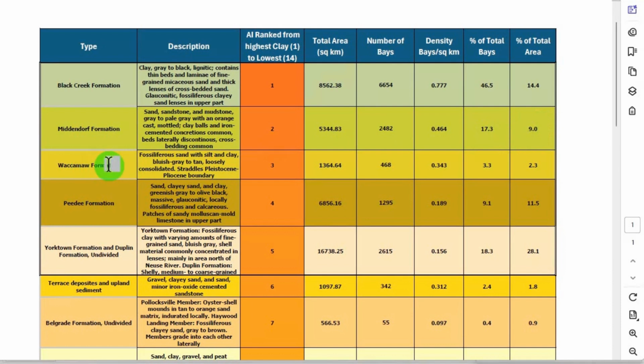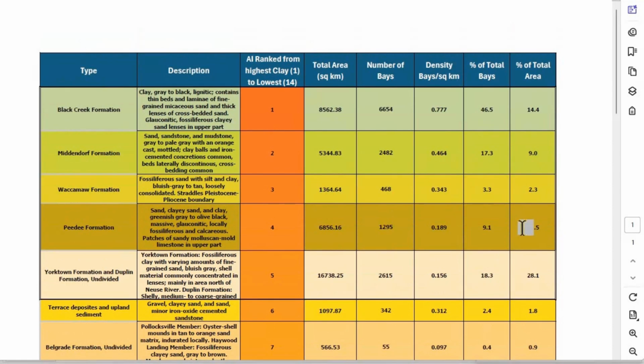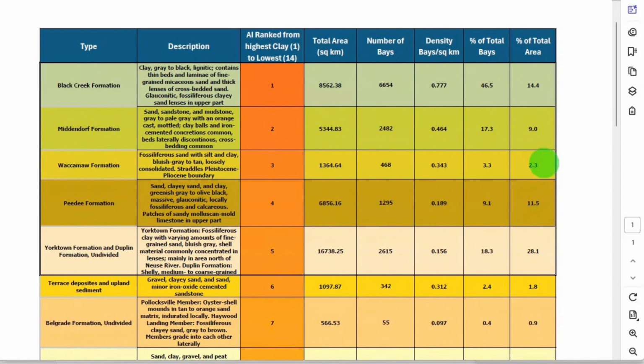The next is the Waccamaw. Now that's really small. That's the 1,364 square kilometers. It had 468 bays with a loading or a density of 0.343 bays per square kilometer. That's only 3% of all the bays and 2.3%, excuse me, of all the land.